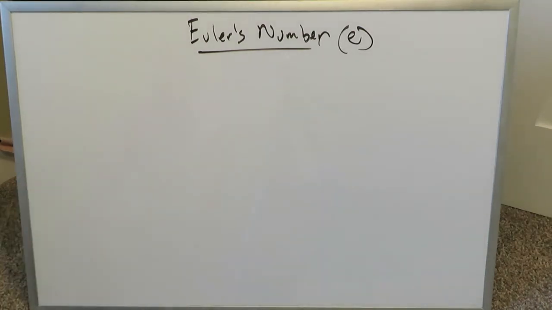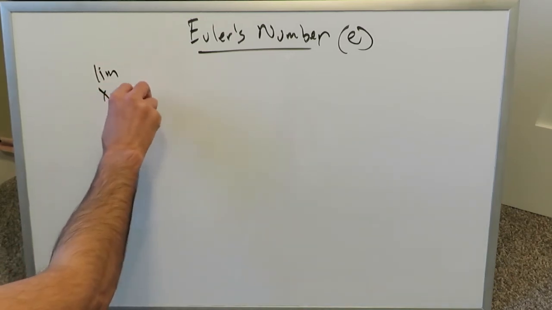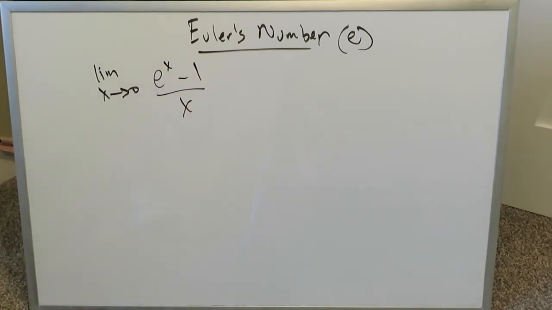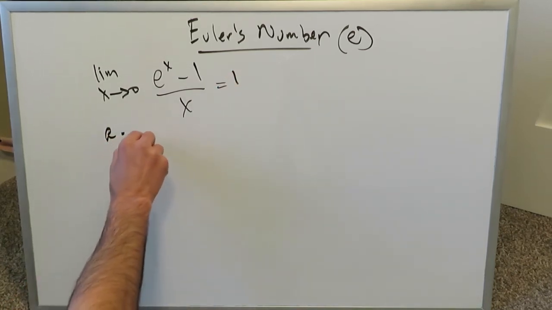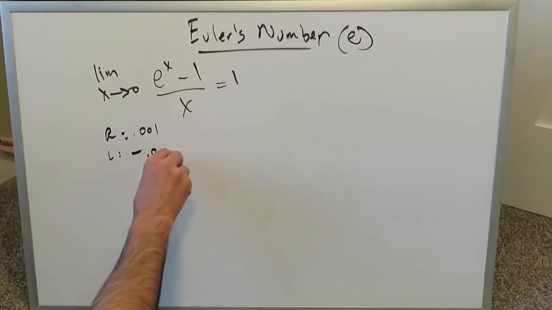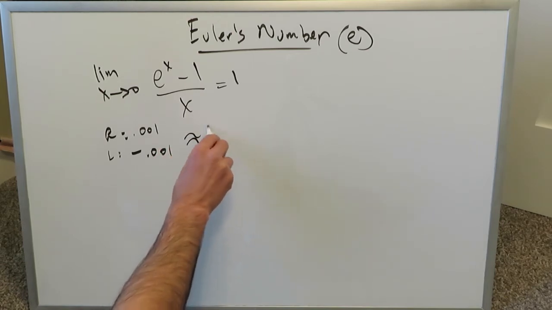You see Euler's number play out in a very important limit. The limit as x approaches 0 of e to the x minus 1 over x. You have to determine what this limit is, and you'll always find this limit to equal 1. You could use a calculator and use right and left side approximations. From the right side you could do 0.001, from the left side you can do minus 0.001. Plug them in place of x and you'll always come back at 1.